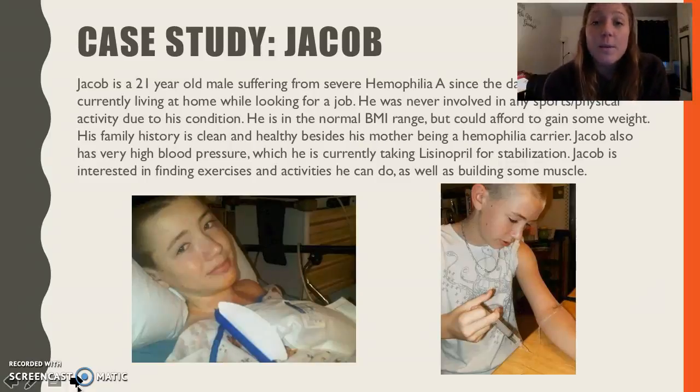He is in the normal BMI range, but he could afford to gain some weight. His family history is clean and healthy besides the mother being a hemophilia carrier. Jacob also has very high blood pressure, which he is currently taking lisinopril for stabilization. Jacob is interested in finding exercises and activities he can do, as well as building some muscle mass.